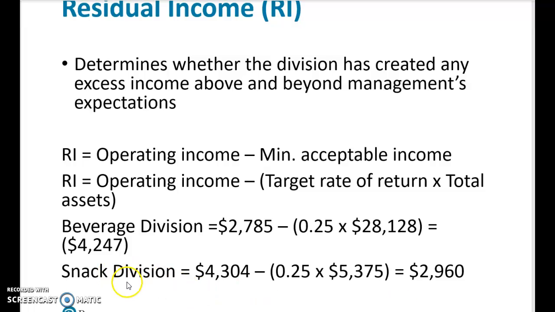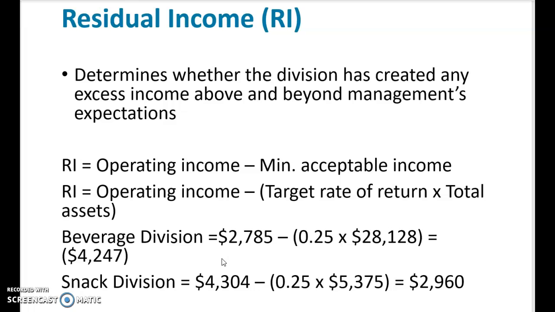The snack division is 4304. Target rate of return is 25% times what's invested in it, so they've got residual income of 2960. It's very positive. Okay, so that's why companies really think twice about adding to their total asset balance, because it affects evaluations like this. I mean, their bonus for the year may be tied to this number, to residual income. And when we do the problems, it'll get much clearer, but make sure that you print the problems out ahead of time, and then we'll work on them together in class.